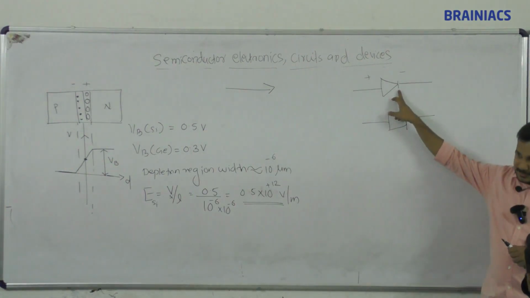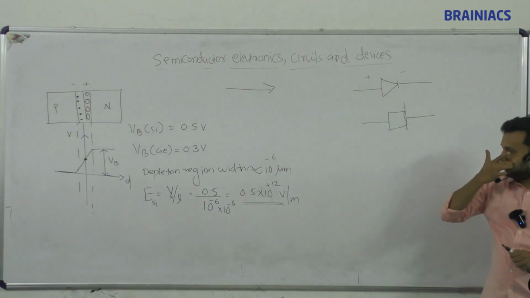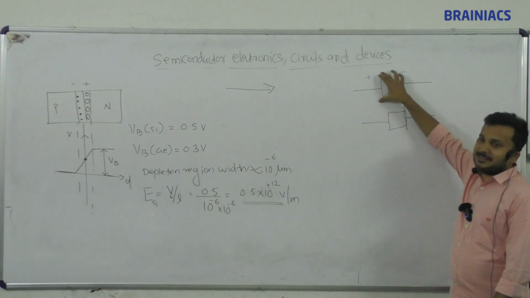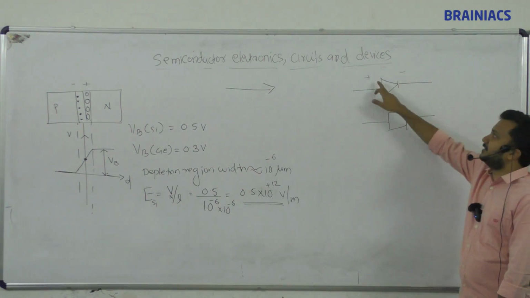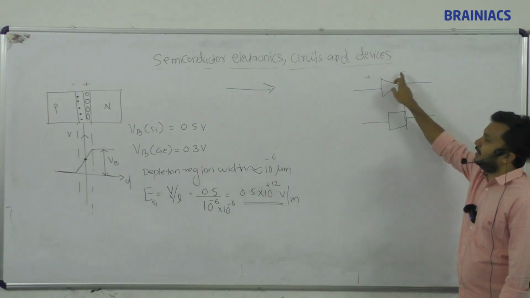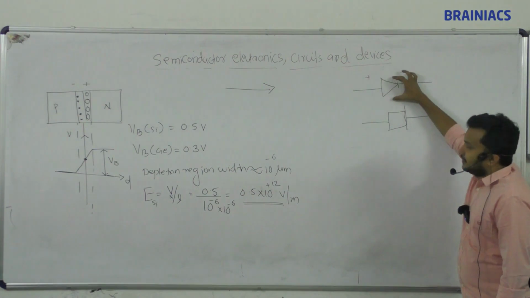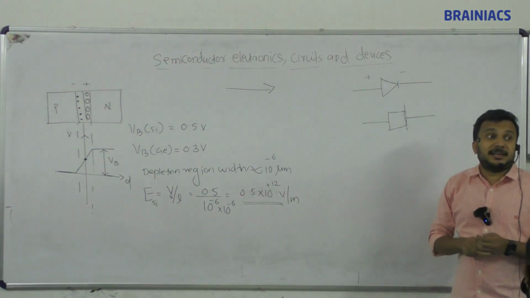This line has no meaning, no significance. And this is an extra arrow mark representing that this is high and this is low, positive and negative, no other meaning. But this triangle has a meaning: it represents that the diode conducts in one direction only.